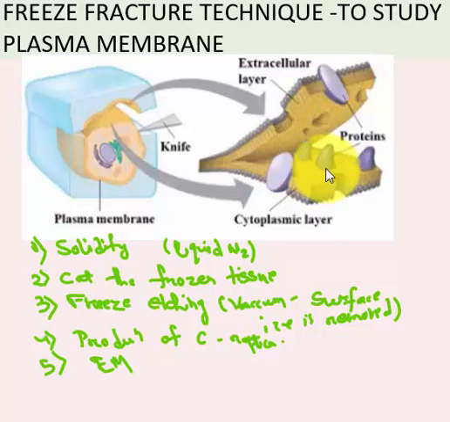Then you need to remove the surface ice via the vacuum, that is freeze etching. Then a thin layer of carbon is evaporated vertically onto the surface to produce a carbon replica. Then you need to coat the platinum onto the exposed surface of the membrane, and at last you can visualize it with the help of an electron microscope.